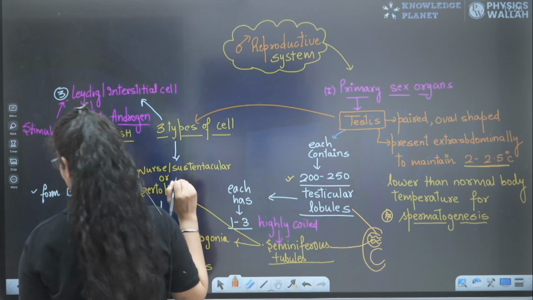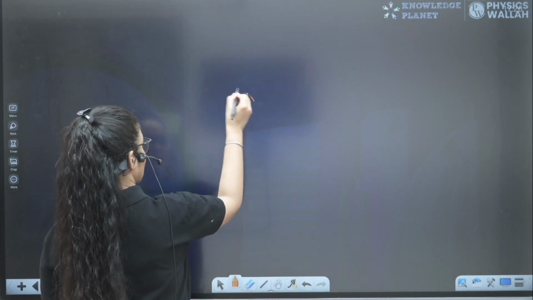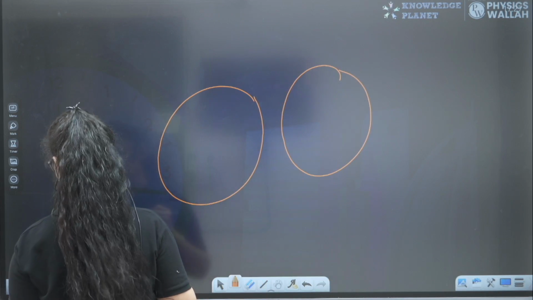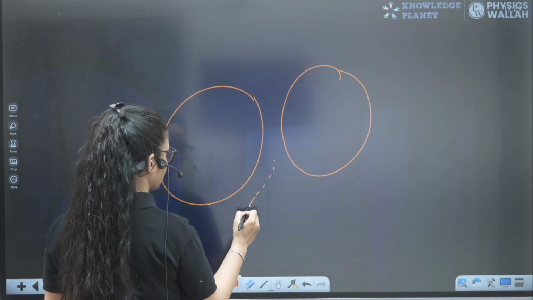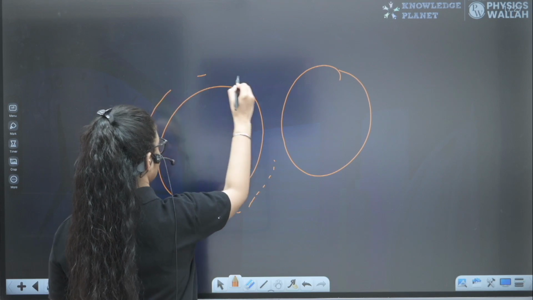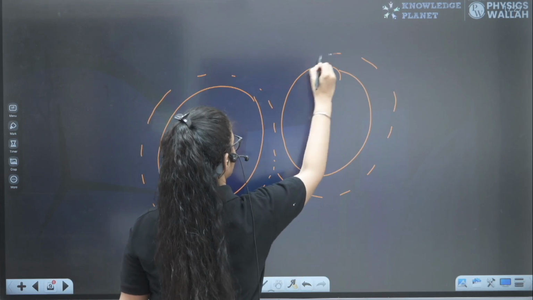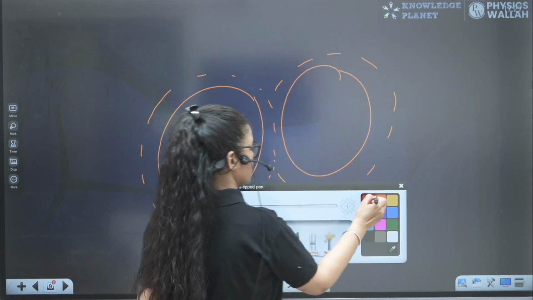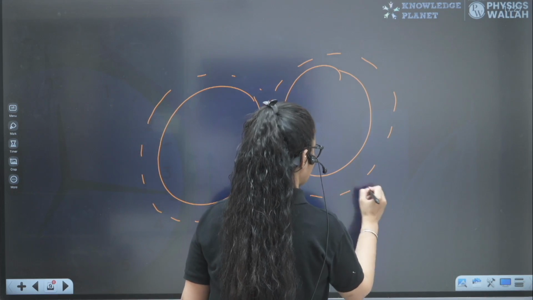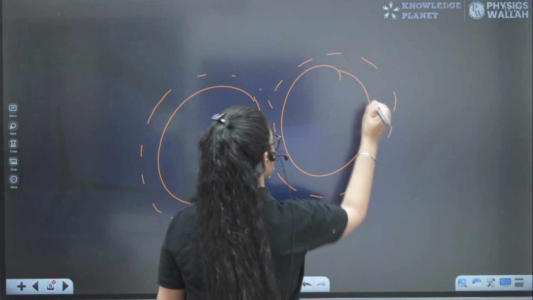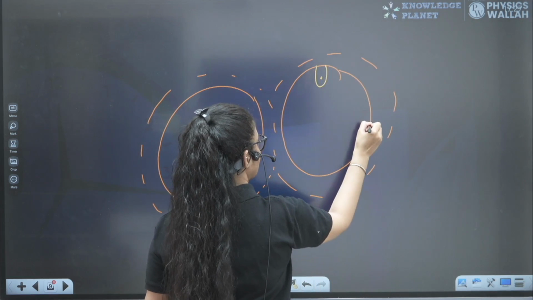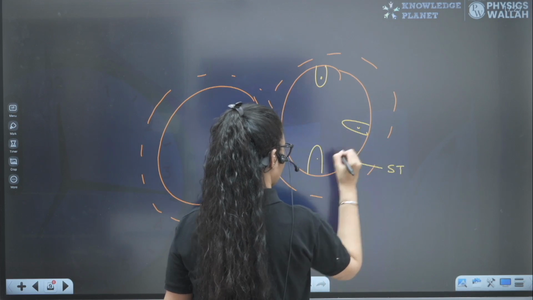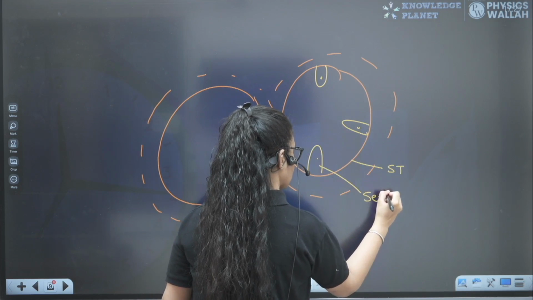So if we see the transverse section of a seminiferous tubule, how does it look like? Suppose this is one seminiferous tubule, this is the other seminiferous tubule, right? And this is the space between them. So I'm just doing the section of them. This is the space around them, right? And they are present inside the testes that we have seen. They have a special type of cell, the Sertoli cell. ST means seminiferous tubule.